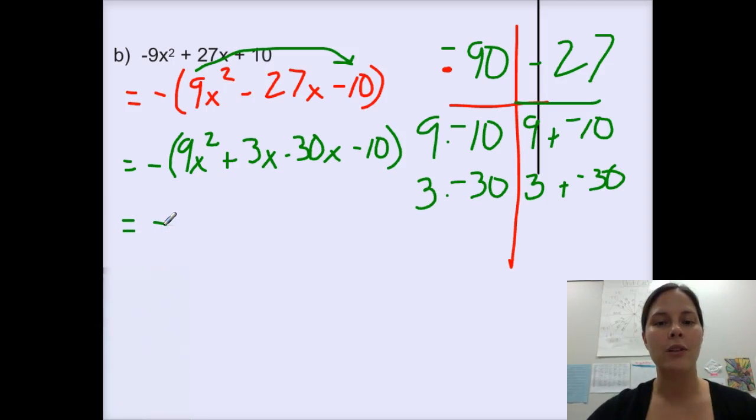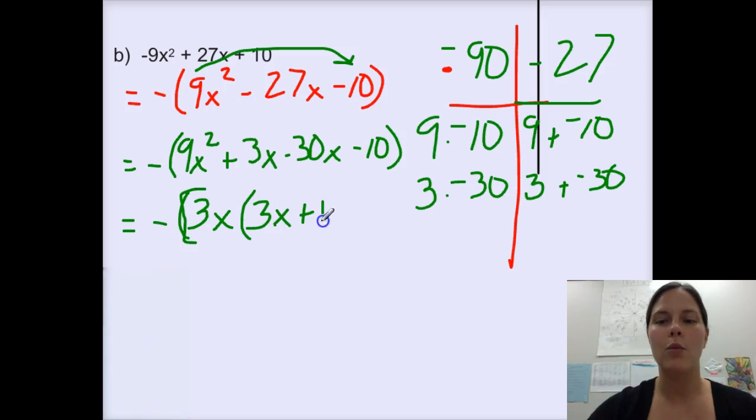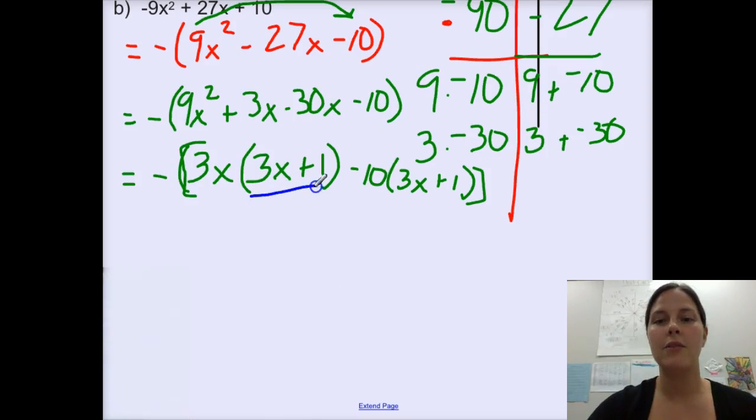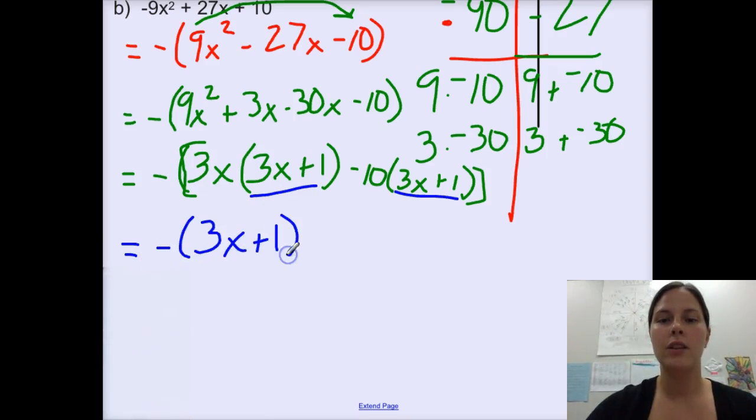The 9x squared and 3x have a common factor of 3x. I wanted to use brackets on that one. So dividing by 3x, we've got 3x plus 1. The second set of terms, we have a common factor of negative 10. Dividing that out, we get 3x plus 1. Inside the parentheses, we've got the common factor of 3x plus 1, so we'll factor that out. And we're left with 3x minus 10.